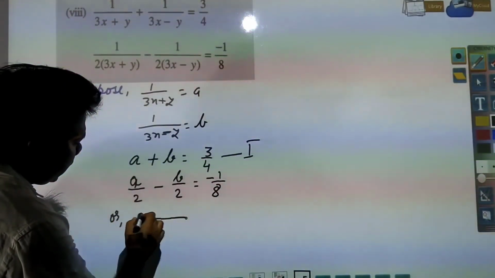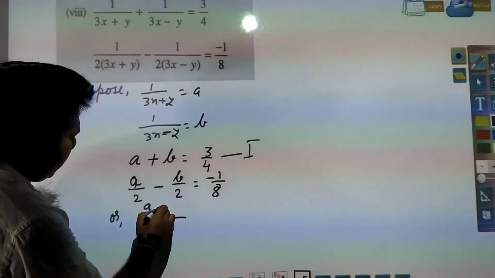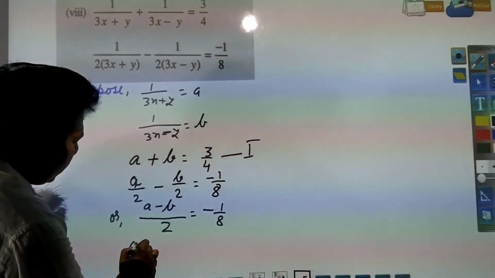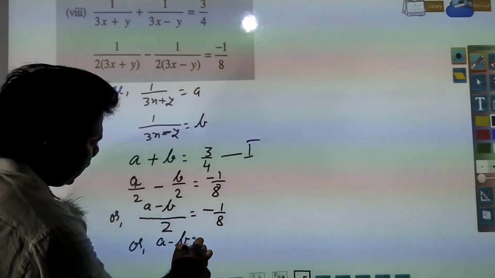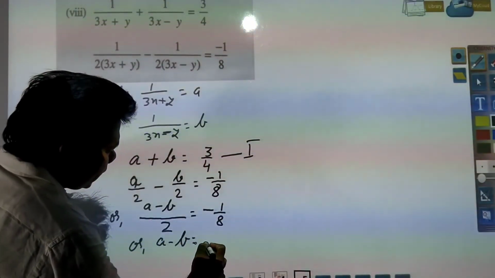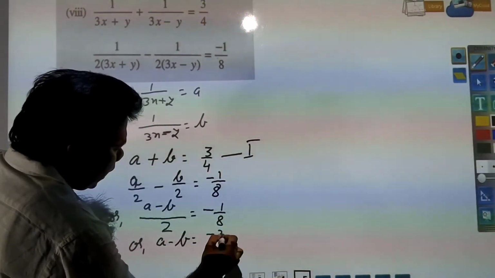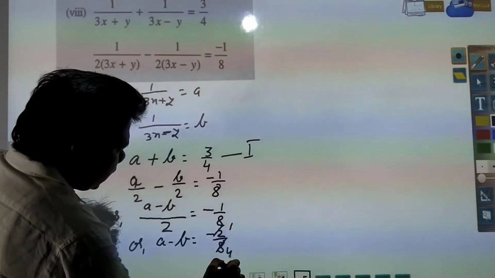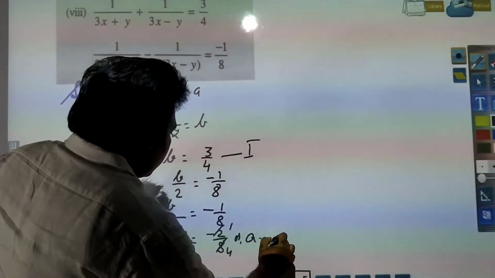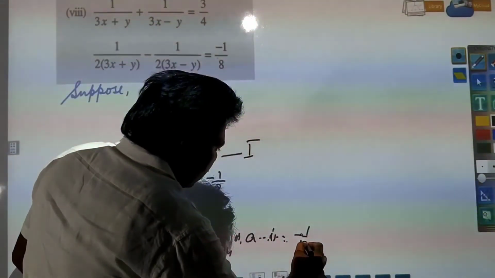Suppose you are taking your LCM 2, and here you will have a minus b is equal to minus 1 by 8. Cross multiplying, the 2 will go to the right side, so this will be minus 1 into 2, which means minus 2 by 8, and 2 ones are 2, 2 fours are 8. So finally you will get a minus b is equal to minus 1 by 4, and this will be your second equation.